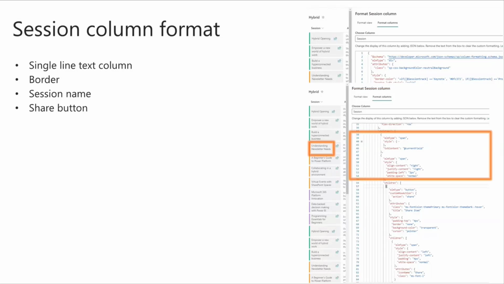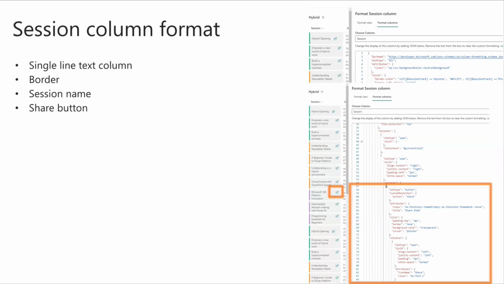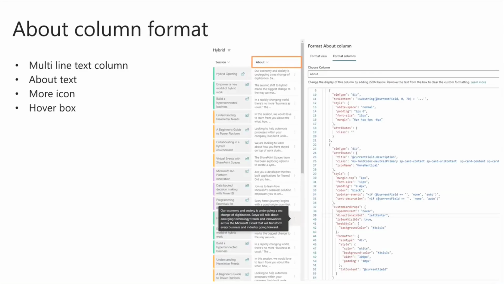I've also used a share button here with the custom row action property set to action type share. This then brings up the default share pop-up window when clicked, and then users can copy the link or send it by email with the appropriate permission settings. Moving on to the second column, which is the about column. This is a multi-line text column, and here I have two div elements wrapped inside a parent div. The first child div renders the text in the field, but restricts that to 70 characters.